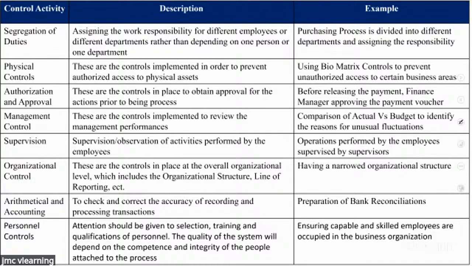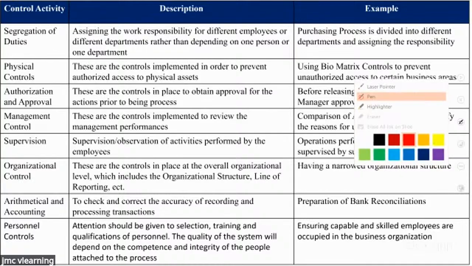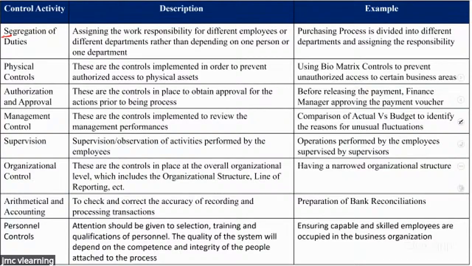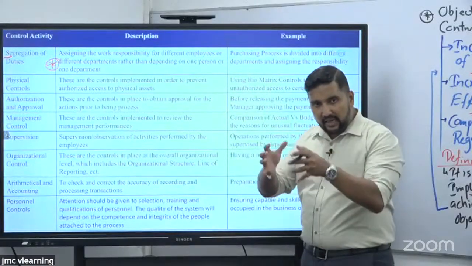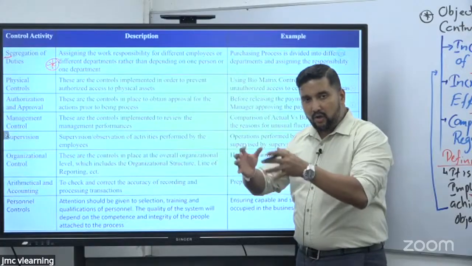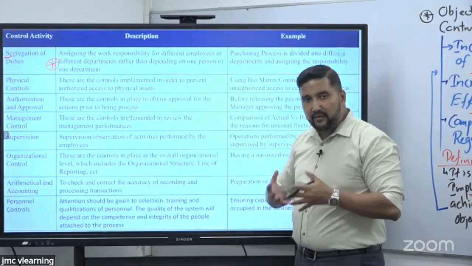Segregation of duties. So what do you mean by segregation of duties? Assigning the work responsibility to different employees or different departments rather than depending on one person or one department. That is what you refer to as segregation of duties. You are assigning the work responsibility to different employees or different departments rather than depending on one person or one department. You are basically segregating the process to different people.